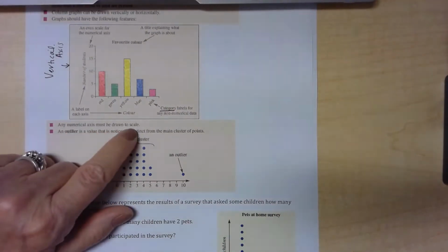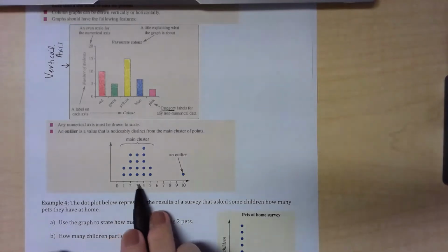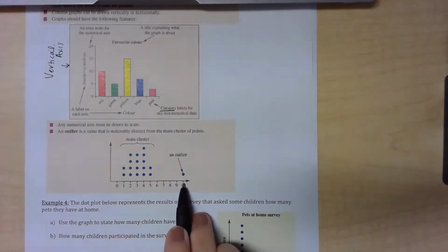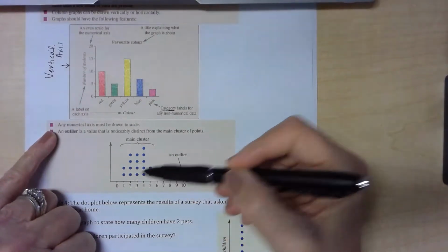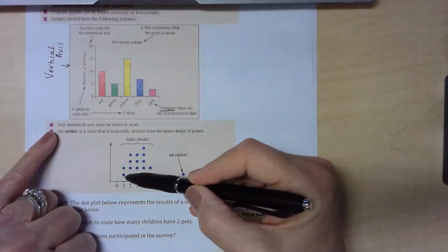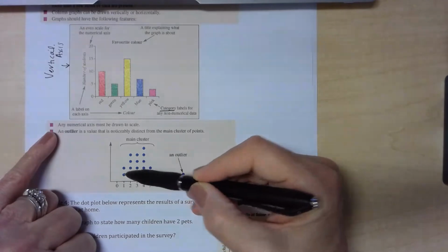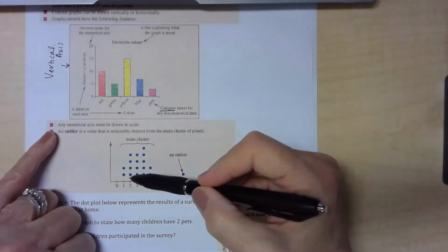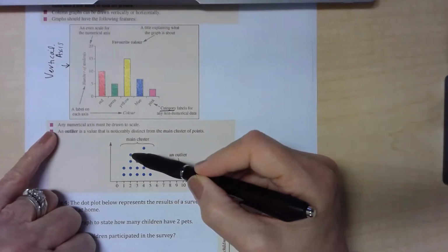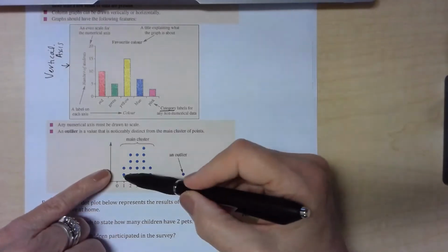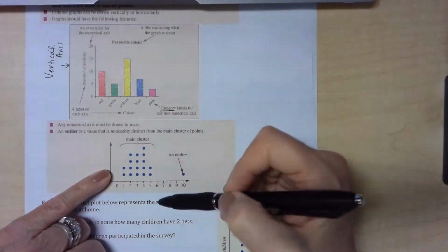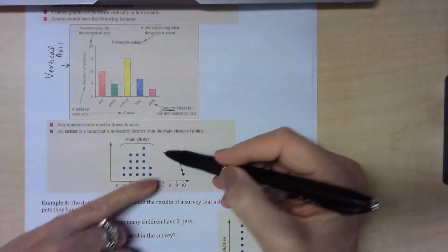All right, a dot plot, any numerical axis must be drawn to scale, so 1, 2, 3, 4, 5, so they each have one in between. And I put the dots here, like 2 people said 1, and this is maybe the number of pets you have. 1, 2, 3, 4 people said 2. So this is kind of the frequency column, okay? But the dots are kind of evenly spaced. I don't like them to be all over the place.